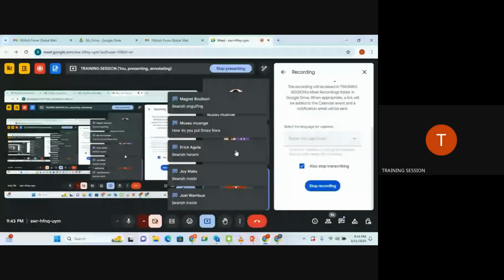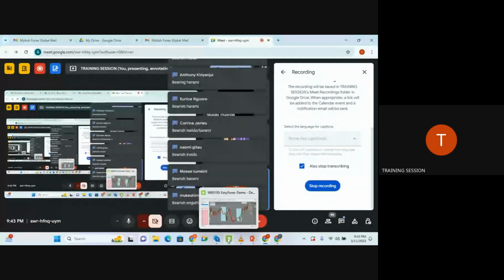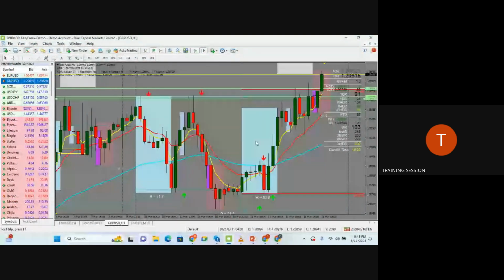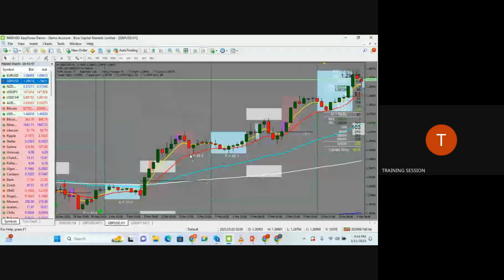People are answering. Joel Wambua, Terer, Jacqueline, Evelyn Jeru, Alice, they are both saying bearish inside or Harami. Alan Jack, Titus, Tanui Titus, Lewis, Fenina, Kipruto Tilly, Corinne James, yes. You guys are getting it. That is bearish inside. Let's identify more. Let's do more and more of the same.